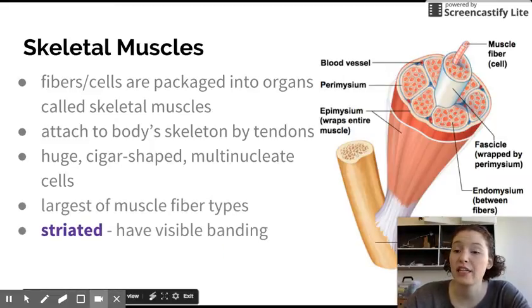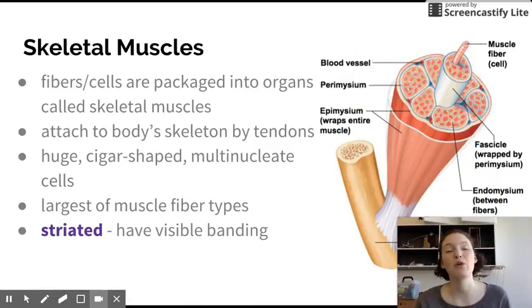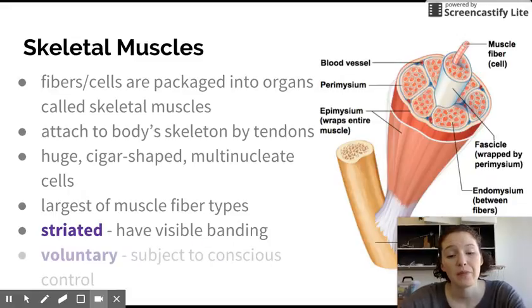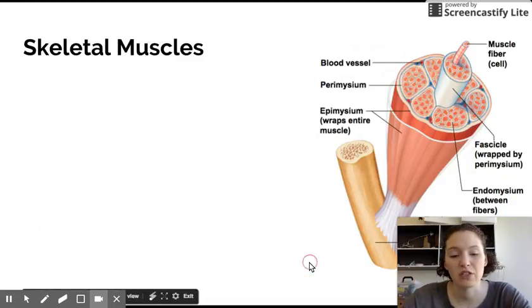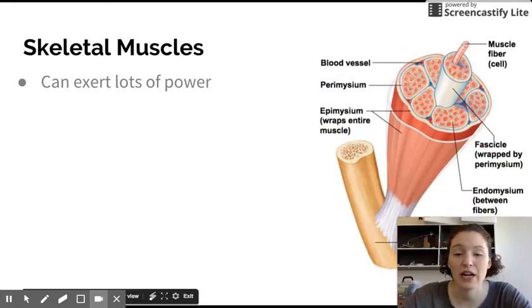They are striated, so they have visible banding. We'll talk a little bit more later about what actually makes those bands. They're voluntary. I consciously control my skeletal muscles to move my arms and my legs and to talk, all of those different things. They can exert lots of power. As mentioned, they can move pretty fast and with lots of strength.